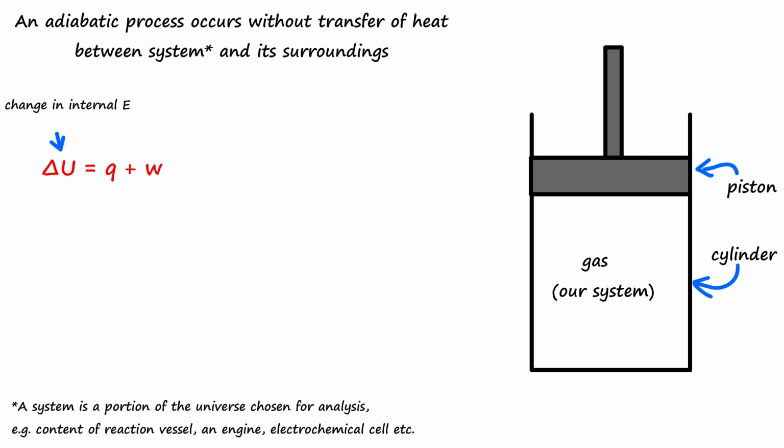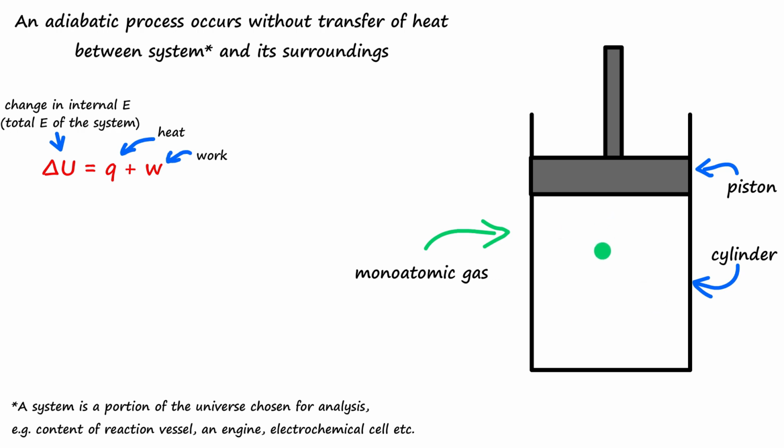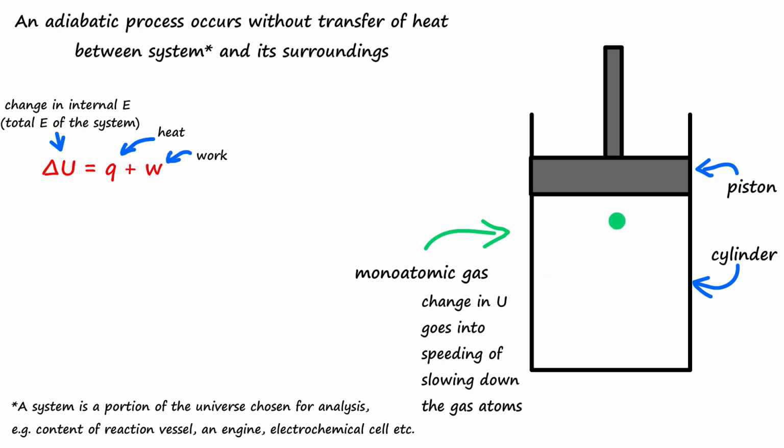The change in internal energy of the system can be brought about by adding or subtracting heat or by work. The internal energy is the total energy of the system. We can say that it's the sum of potential and kinetic energies of our system. Now, for simplicity, we will assume that our gas is monoatomic, so the entire change in the internal energy goes into speeding or slowing down the gas atoms.